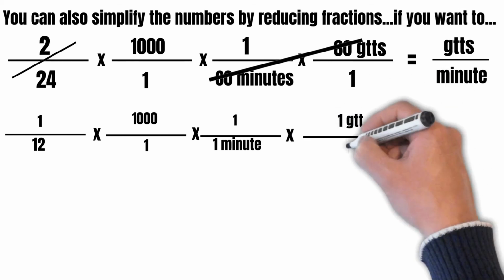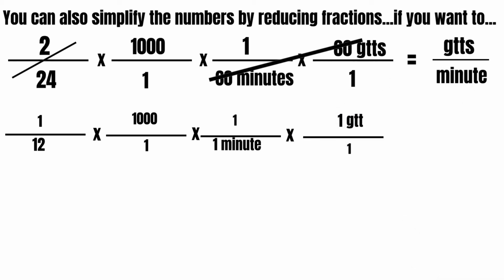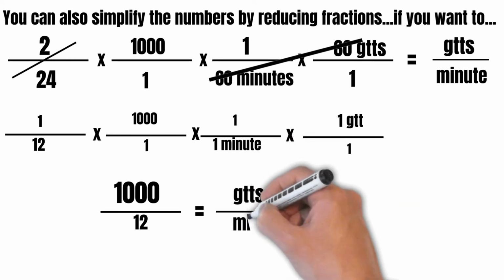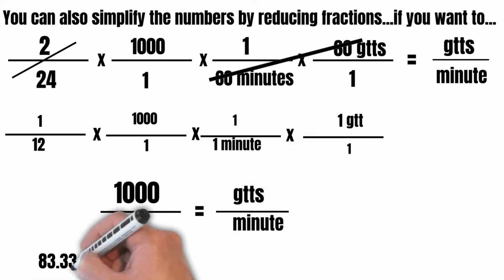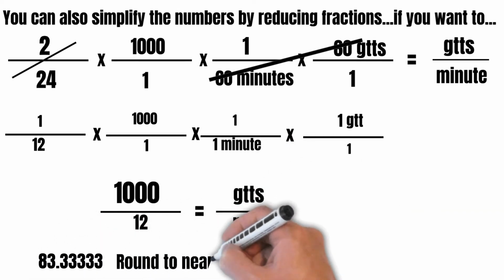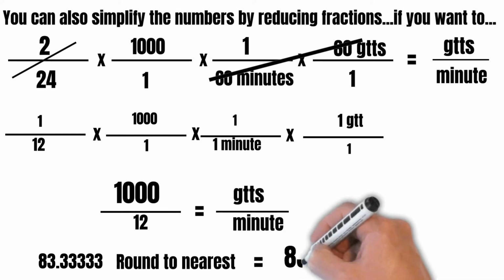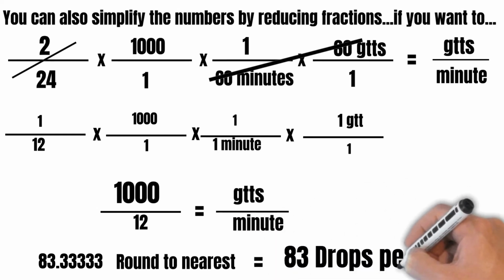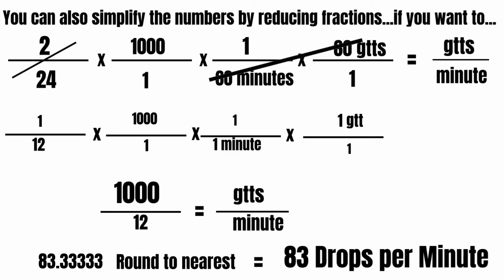We do the multiplication again. We are going to have 1,000 over 12. It's going to equal our drops per minute. Again, if we do the math, it's still 83.33333. If you round to the nearest, we're going to have to round down. It's going to equal 83 drops per minute.